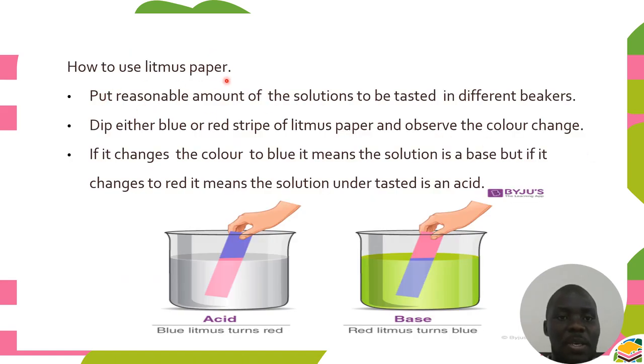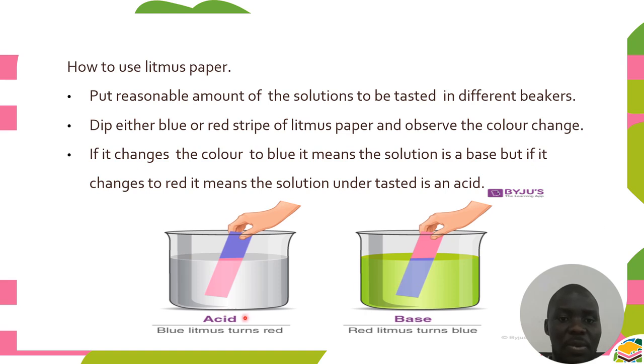How to use litmus paper? So first of all, you put a reasonable amount of the solution to be tested in different beakers. Dip either the blue or red stripe of litmus paper, or one of any color, and observe the color change. If it changes the color to blue, it means the solution is a base, but if it changes to red, it means the solution under test is an acid.